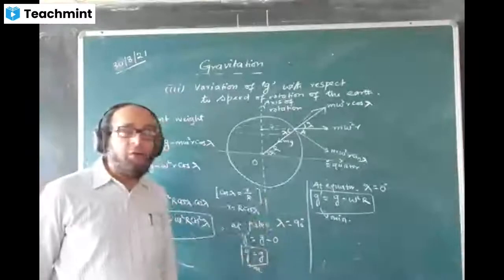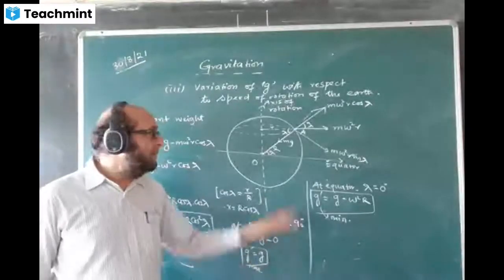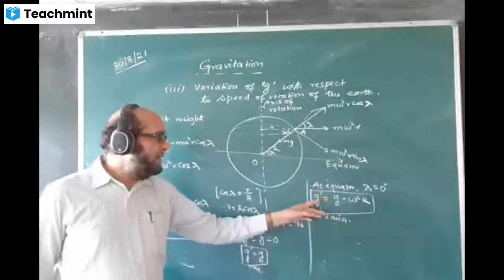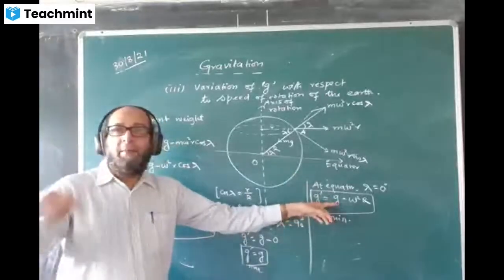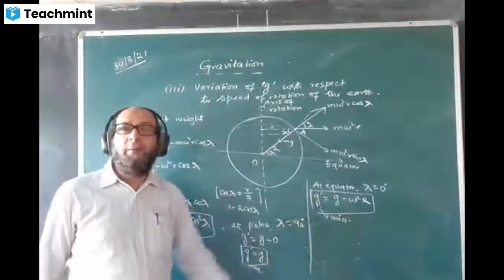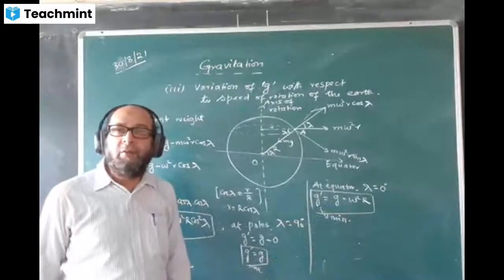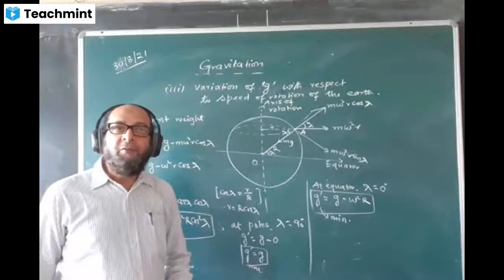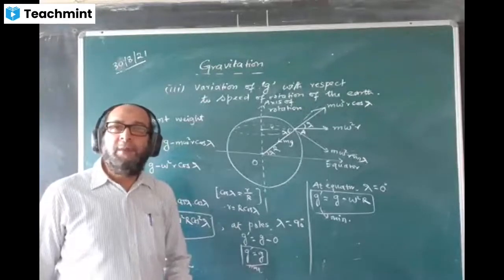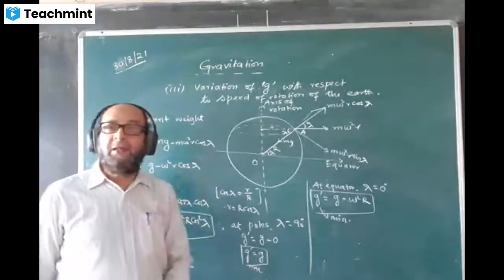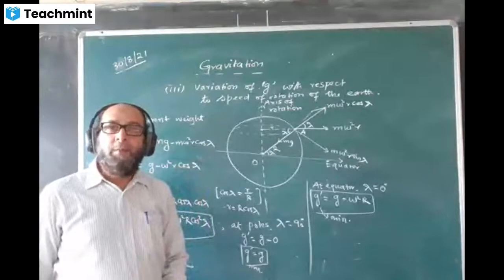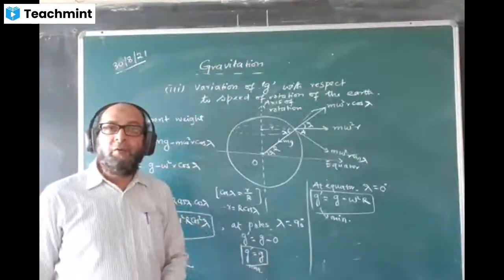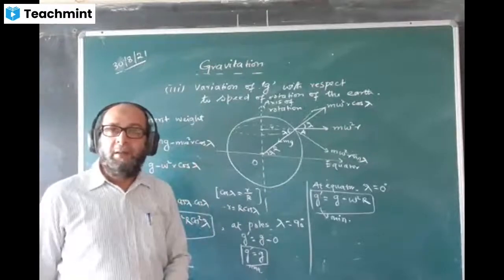We can calculate also what should be the value of G there at the equator. We can use this formula and find out. G dash is equal to G value, 9.8, minus omega. What is the value of omega for the earth? Do you know? The speed of rotation of the earth is how much? We measure in terms of time, 24 hours. That is the value of time period. Omega is equal to 2 pi by T, 2 pi by 24 into 60 into 60.